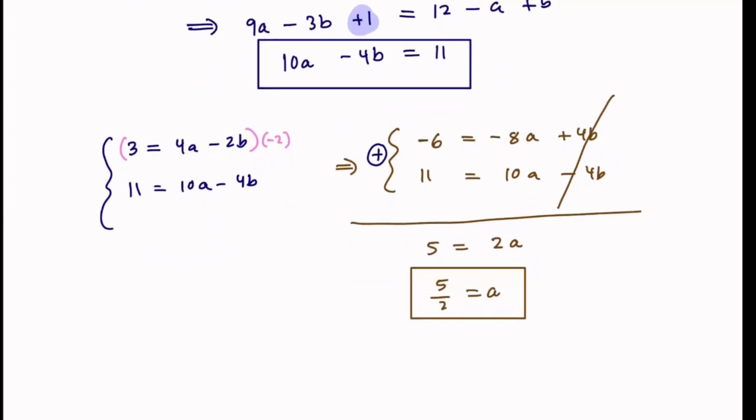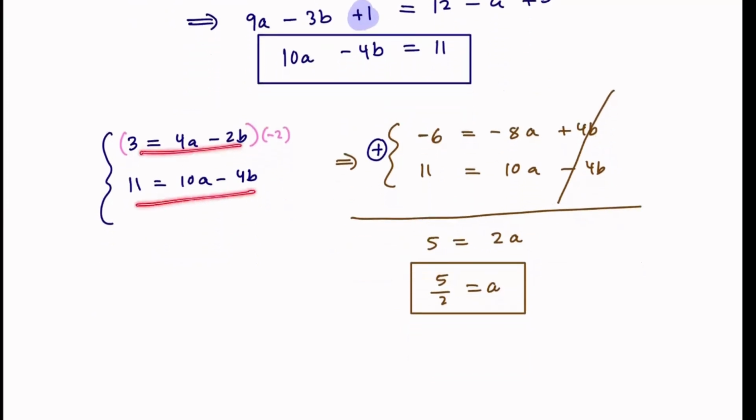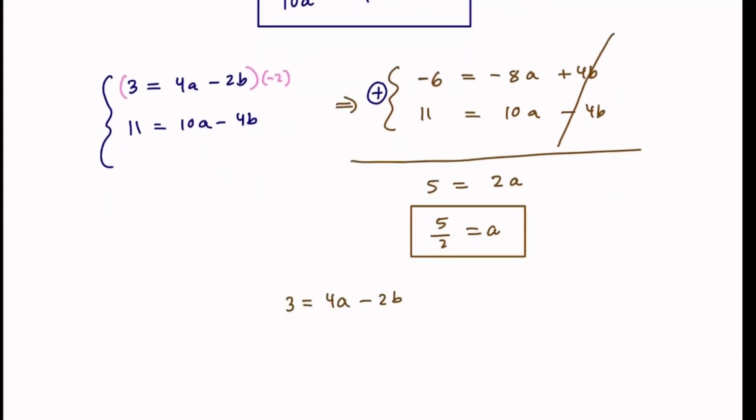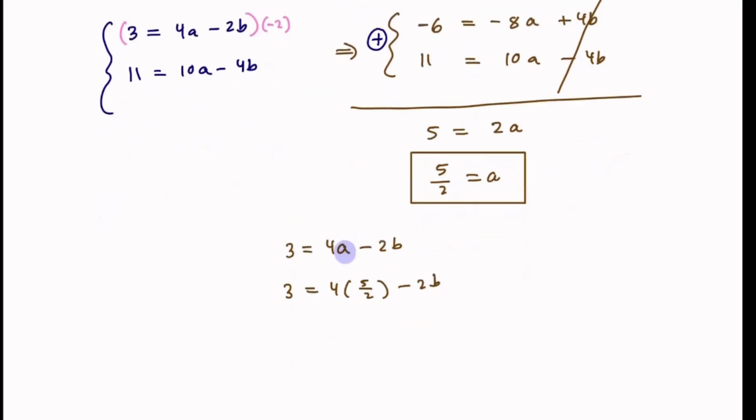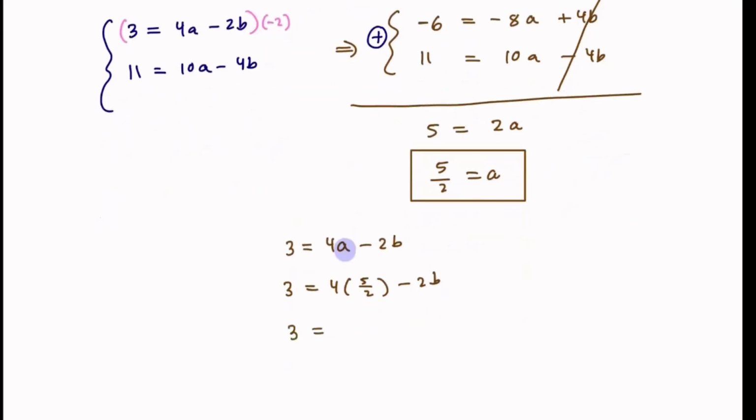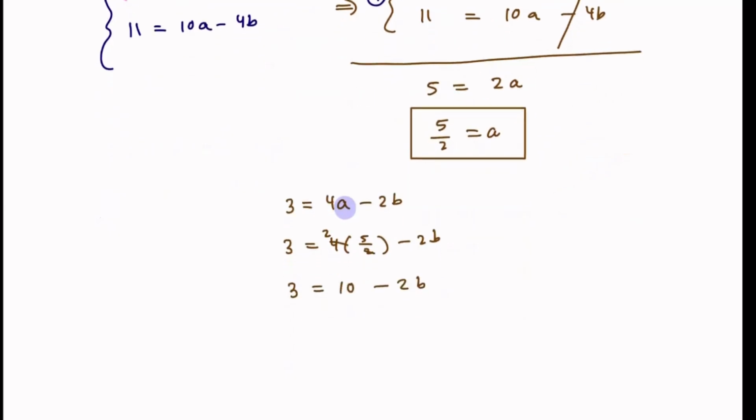Now let's solve for b. To get b, you can plug it into either of these original equations. I guess I'll use the very first one. So you have 3 is equal to 4a minus 2b. Plug in 5 over 2 in place of a. So you'll have 3 is equal to 4 times 5 over 2 minus 2b. And then you can simplify. So this is 3 is equal to, here you can reduce by a factor of 2, that'll be 10 minus 2b. And then I subtract 10 on both sides. I have negative 7 is equal to negative 2b. You divide by negative 2. So you'll have your value for b is equal to 7 over 2.